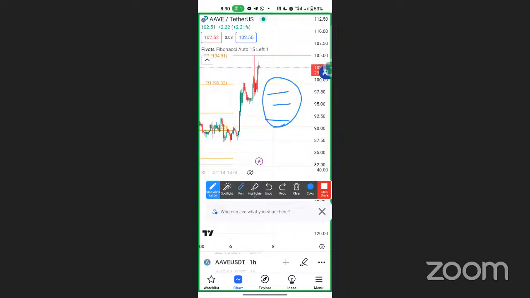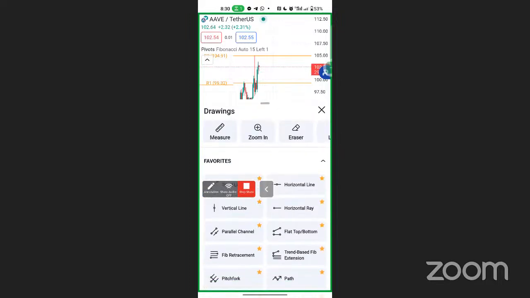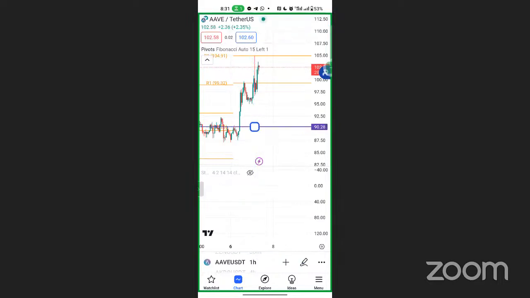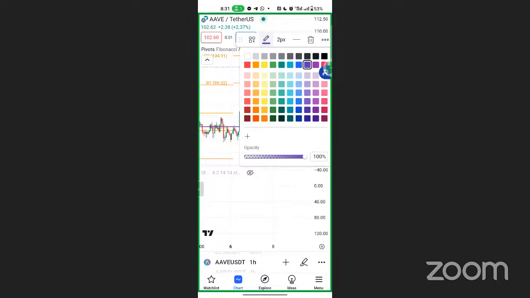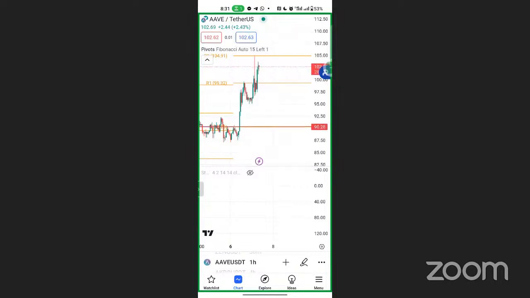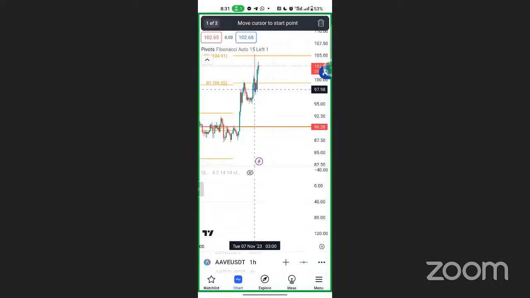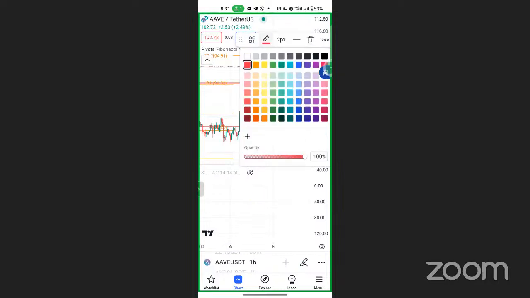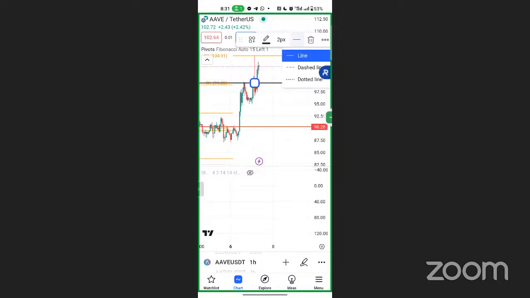So the first step you will look for is the pivot point. So you get a pivot point, draw a line at the pivot point area. I would love to give it a red color for clear identification. Then you could draw another line at the resistance, and I would love to give this a black color. You could even increase the thickness of your lines. I would love to make my lines very thick for easy identification.